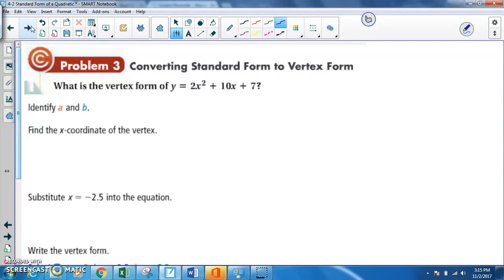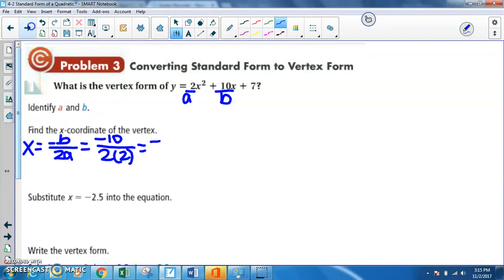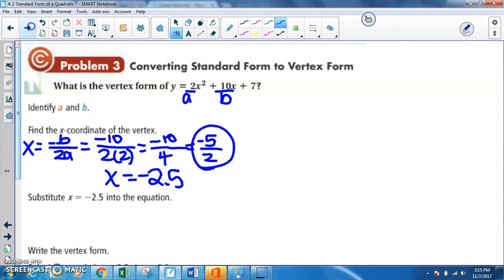Problem 2, converting standard form into vertex form. First, identify A and B. A is 2, B is 10. Second step, find the x coordinate of our vertex, which is x equals negative b over 2a: negative 10 over 2 times 2, which is negative 10 over 4, which is negative 5 over 2. That is my x coordinate. This is the same thing as negative 2.5.